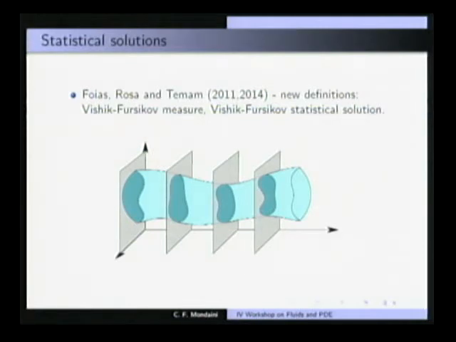And recently, Foias, Hoang, and Nicolaenko have given new definitions. Inspired by the definition of Vishik and Fursikov, they define a Vishik-Fursikov measure. And the advantage of their definition is that when you project a Vishik-Fursikov measure, you obtain a family of measures which is a statistical solution in phase space in the sense of Foias and Prodi. So it's like you're taking the tube, which is the carrier of your trajectory statistical solution, and then taking slices of it, and each slice is the carrier of the probability distribution at that time.